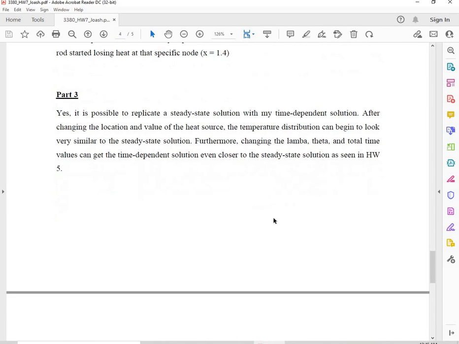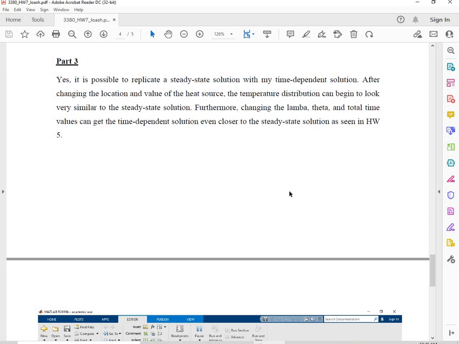And for part 3, this is my answer. We're asked if it is possible to replicate a steady-state solution with the time-dependent solution. And I answered yes, it is possible to replicate a steady-state solution with my time-dependent solution.